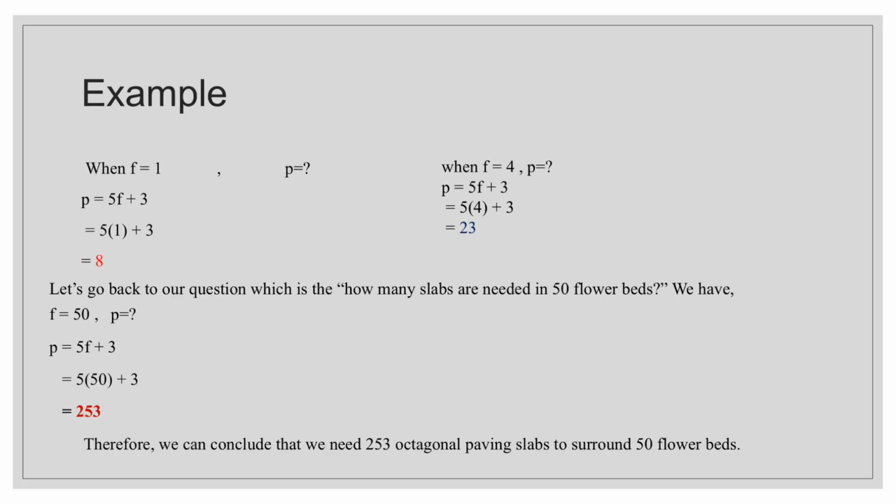For example 1, when f is 1, our p is 8. When f is 4, our paving slab is 23. So let's go back to our question, which is how many slabs are needed in 50 flower beds. So we have 50 flower beds here. So our paving slab p is equal to 5f plus 3. So substitute the value of f, which is 50. Then 5 times 50 plus 3 is equal to 253. Therefore, we can conclude that we need 253 octagonal paving slabs to surround 50 flower beds.